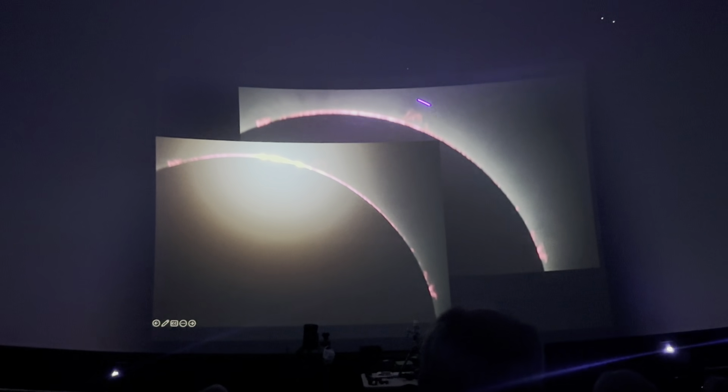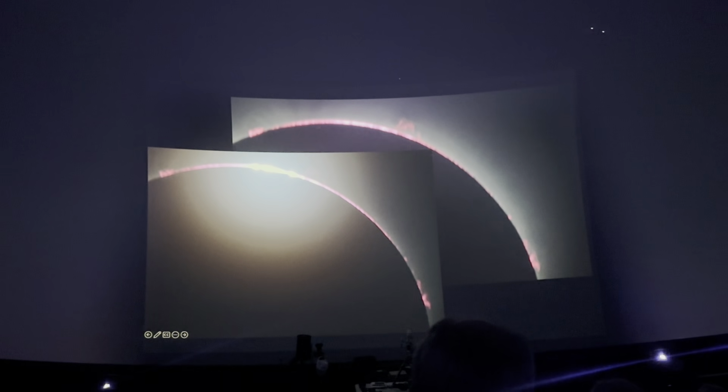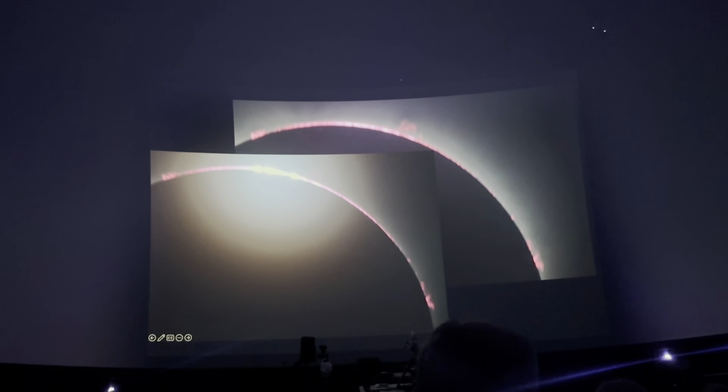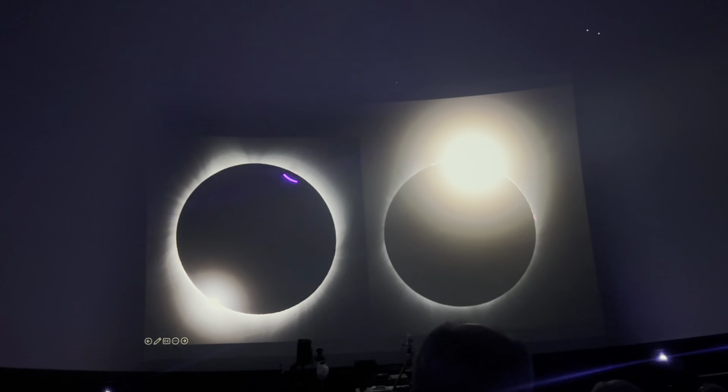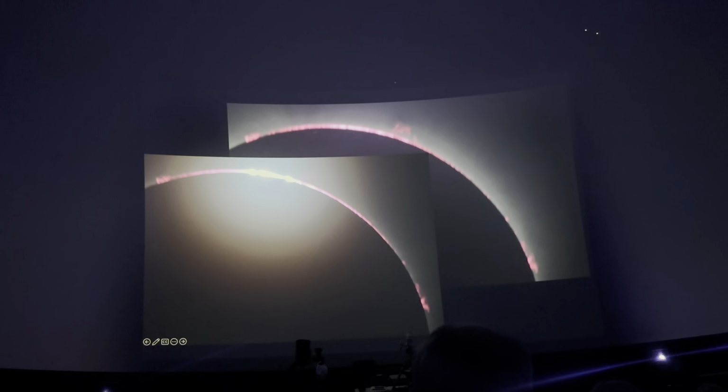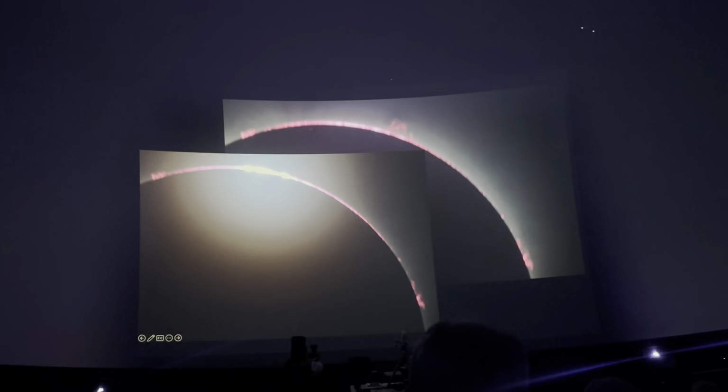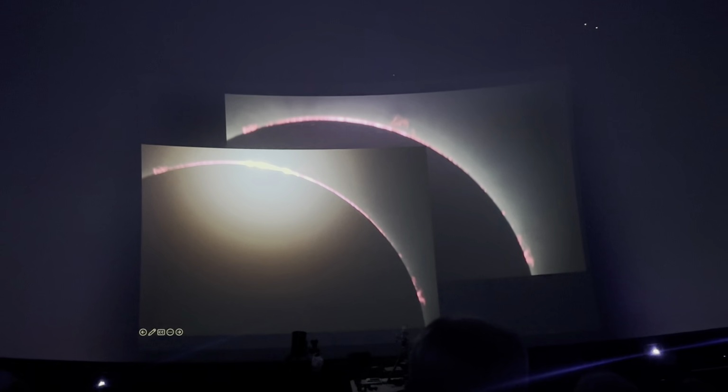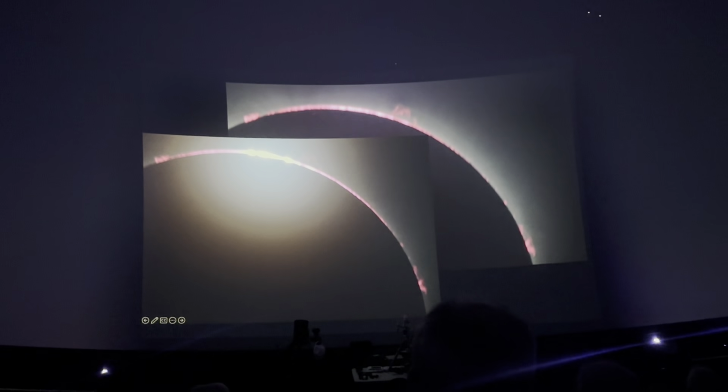This was the prominence that we saw at the very beginning of the eclipse. Remember? That one. So, in other words, get the best image of what you want, figure out what you want to try to shoot, and you bracket the exposures.